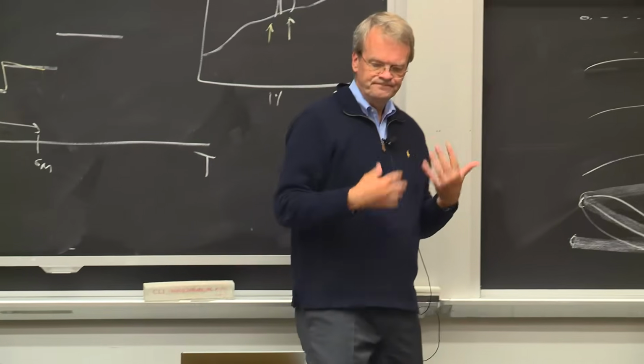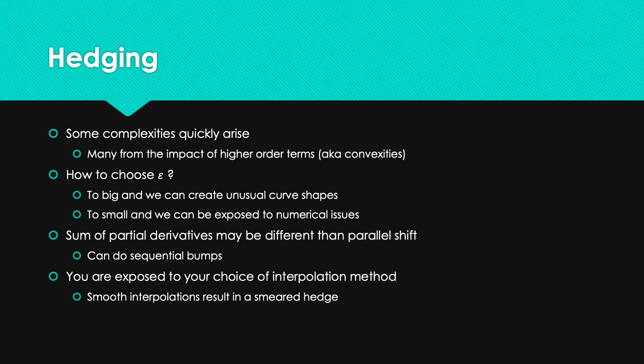Okay. As soon as you start actually hedging in practice, you hit a whole lot of practical issues that you have to be aware of. How much do the higher order terms contribute? You can have third order terms, fourth order terms, cross terms, and so on. All sorts of weird convexities. How do I choose my bump size? The standard is a basis point, but that's really just for reporting. And this depends a little bit on your numerical method and what you're doing.